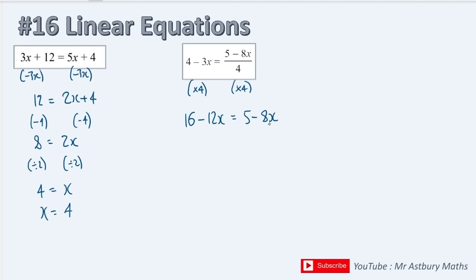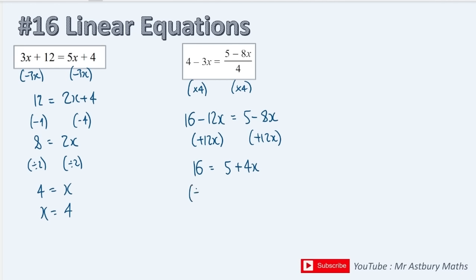Now, which is the smallest x? Well, you might say it's minus 8, but it wouldn't be technically correct. Minus 12 is smaller. So what I'm going to do is I'm going to move that first. I'm going to move the minus 12x by adding 12x to both sides. This will give me 16. And on the right side, I will have 5. And then minus 8 plus 12 is positive 4x.